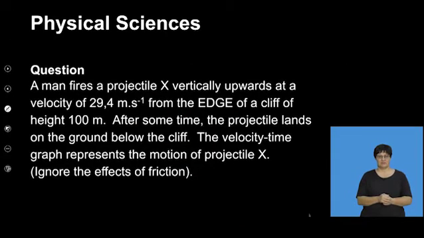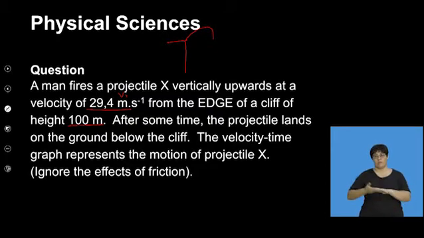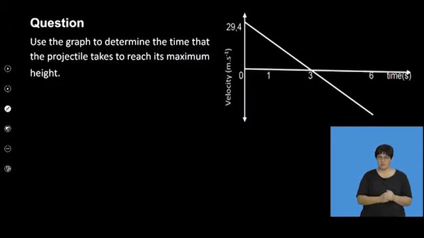Here we go. A man fires a projectile X, whatever that happens to be, upwards at a velocity of 29.4. So that is my initial velocity. From the edge of a cliff of height 100 meters. So we have a cliff, and it's doing that. The projectile lands on the ground below. The velocity time graph represents the motion of the projectile X. We're going to ignore friction. We always do. It makes life easier. And there's my graph.